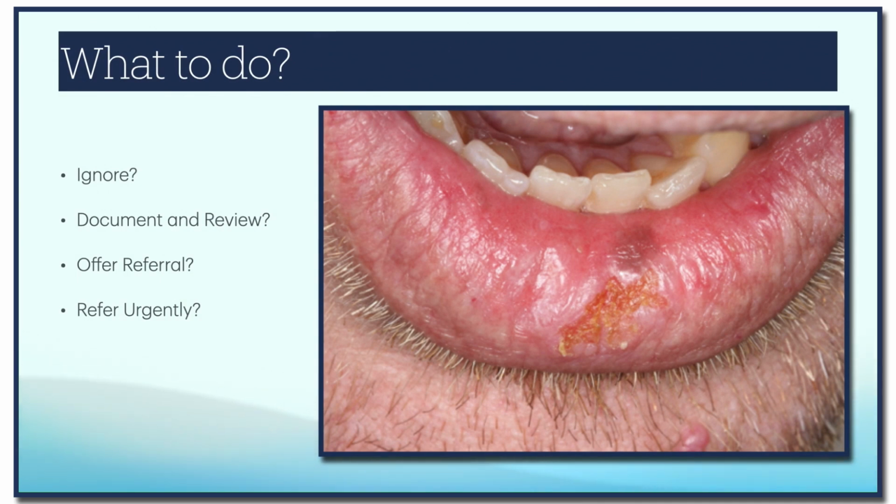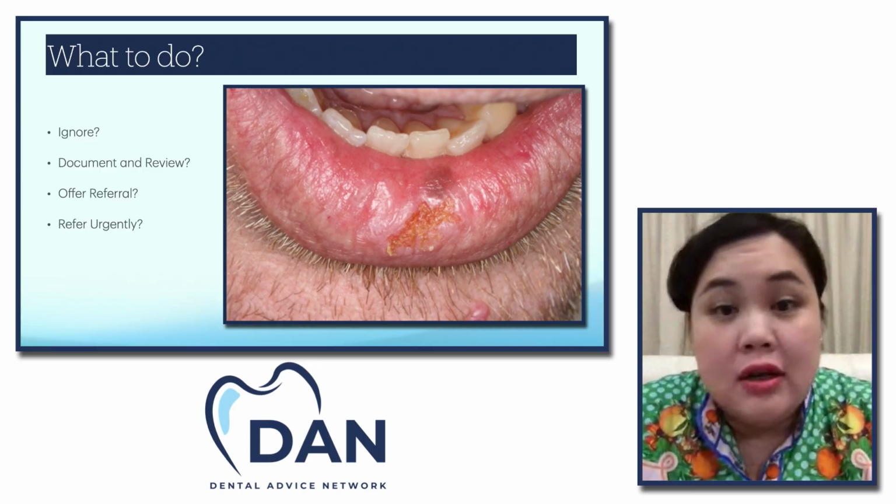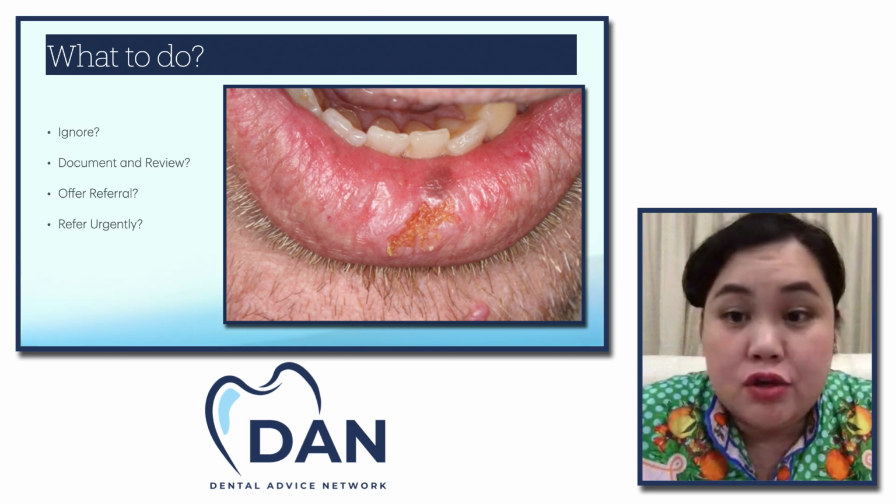This one here, I would actually say that the patient should have been referred urgently because it has plenty of red flag signs. Any sort of areas of persistent firmness, crusting, or ulceration that has persisted for longer than 2 weeks should be checked out.